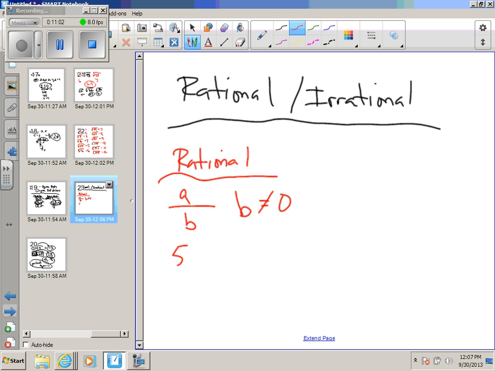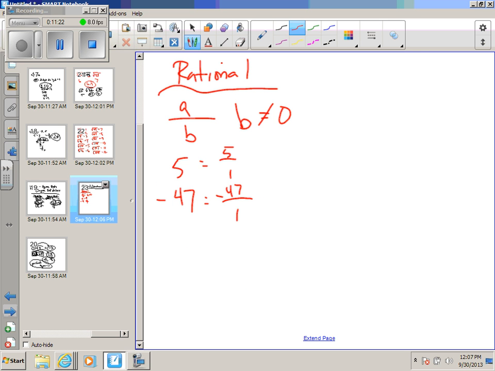So, is the number 5 rational? Can I write the number 5 as A over B? 5 over 1, right? How about negative 47? Negative 47 over 1. How about negative 2.2? This is negative 2 and 2/10. Is that A over B form? Not yet.